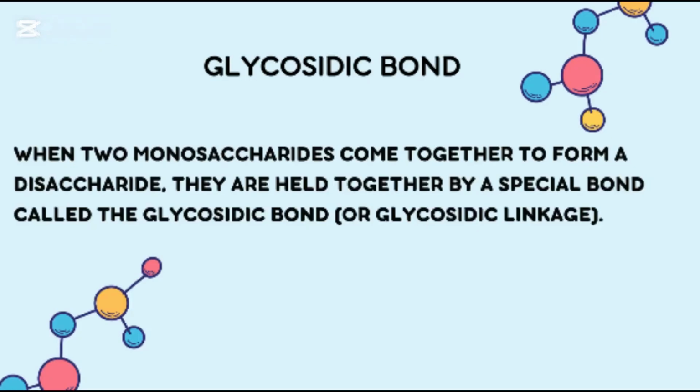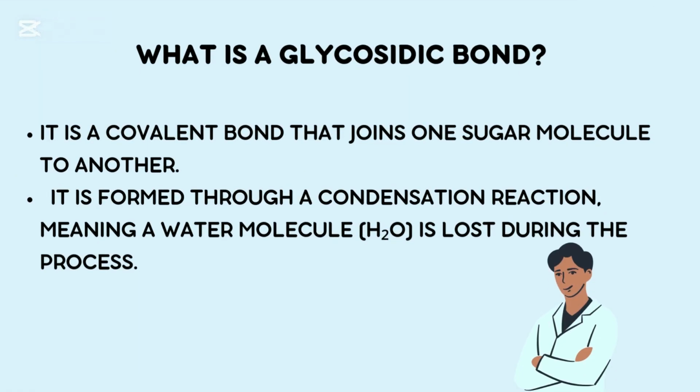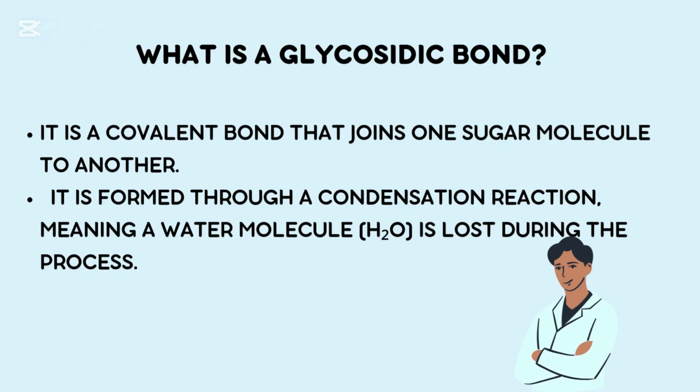The power of the glycosidic bond. When 2 monosaccharides come together to form a disaccharide, they are held together by a special bond called the glycosidic bond, or glycosidic linkage. What is a glycosidic bond? It is a covalent bond that joins one sugar molecule to another. It is formed through a condensation reaction, meaning a water molecule, H2O, is lost during the process.